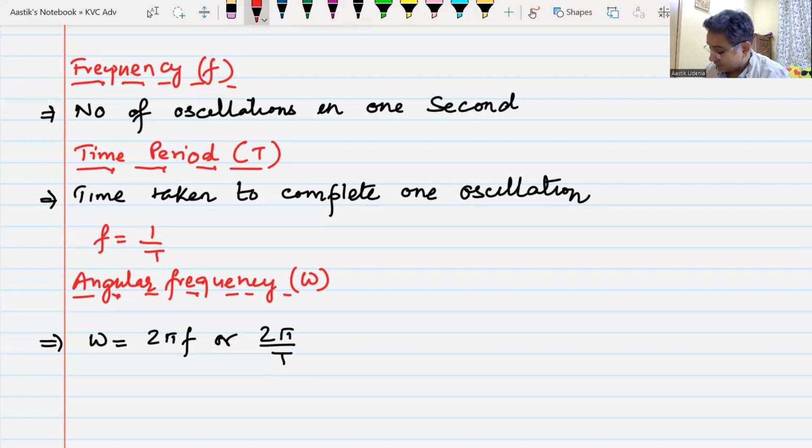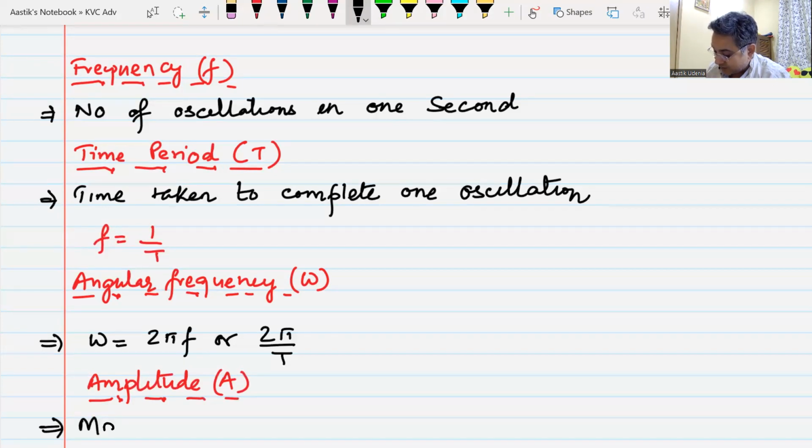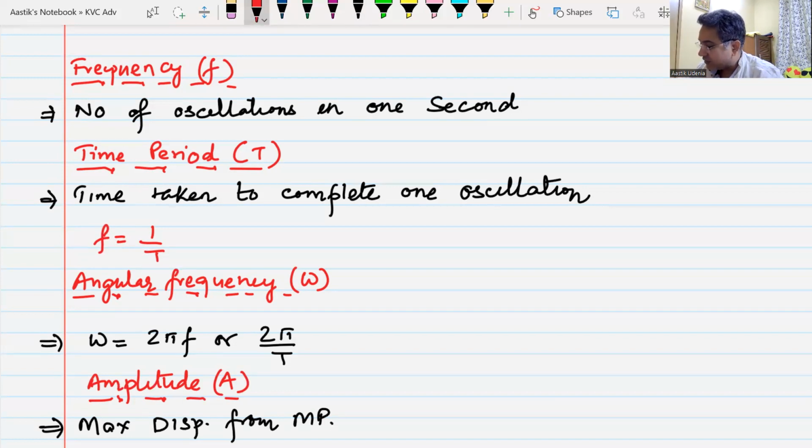What is the next term? I'll write all those terms. Amplitude of the particle. Remember, the particle is performing SHM. What is the amplitude of the particle? This is maximum displacement. Maximum displacement from the mean position is known as the amplitude of the particle. Then I will just write it here only so that in one screen you have everything.